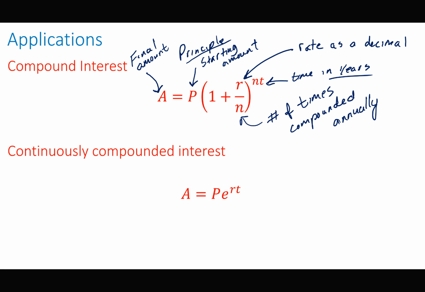And then R, again, is your rate as a decimal. T is in years. P is your principal amount.